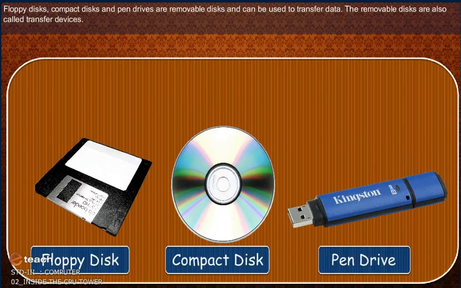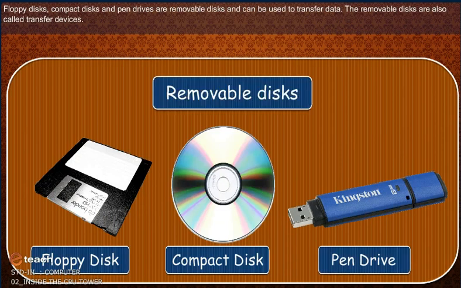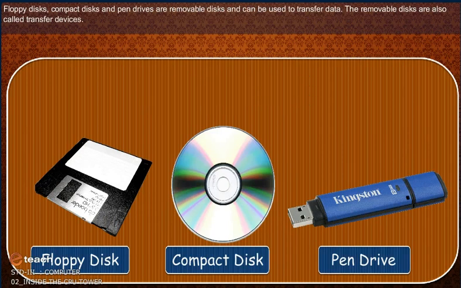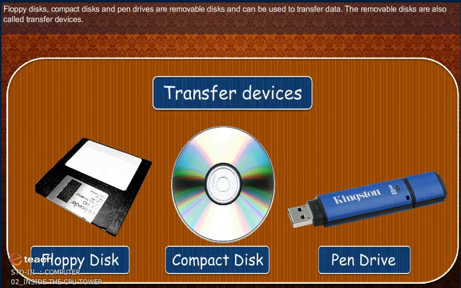Floppy disk, compact disk or pen drives are removable disks and can be used to transfer data. The removable disks are also called transfer devices.